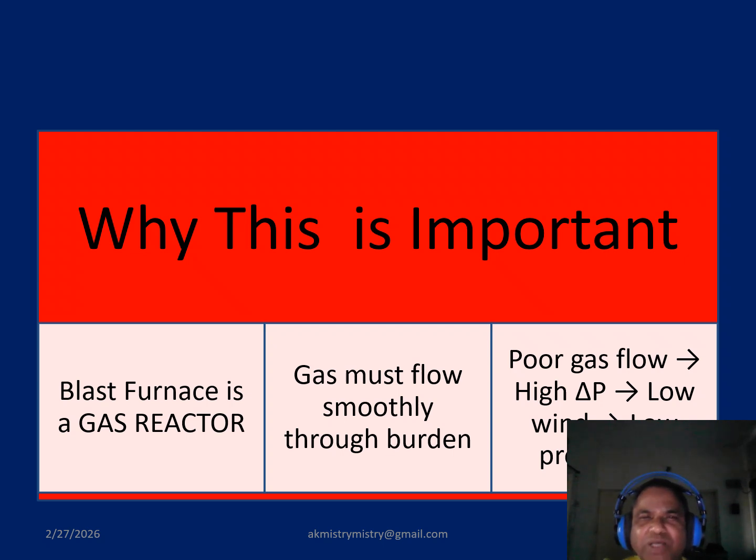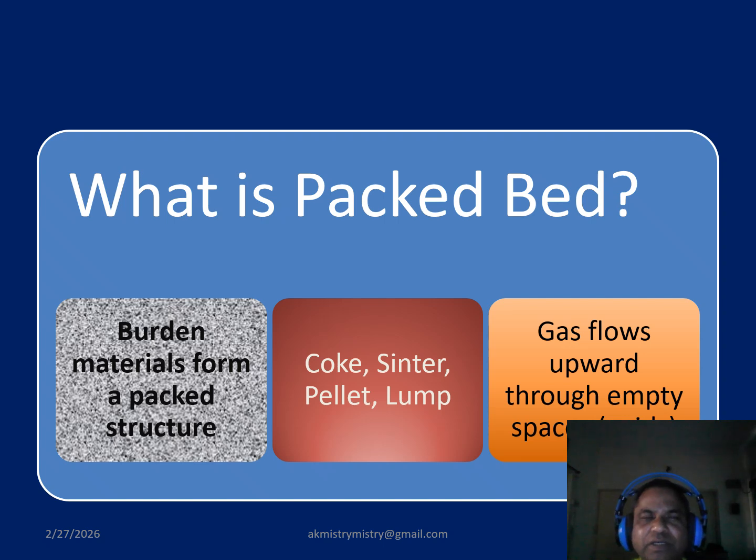Simply put, a blast furnace is a gas reactor. For it to function, gas must flow smoothly upward through the burden. If the gas flow is poor, your pressure drop will spike, wind acceptance will drop, and your overall production will suffer. So, these will be the consequences.